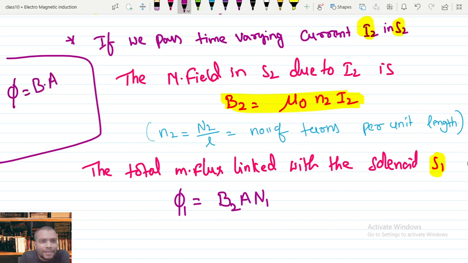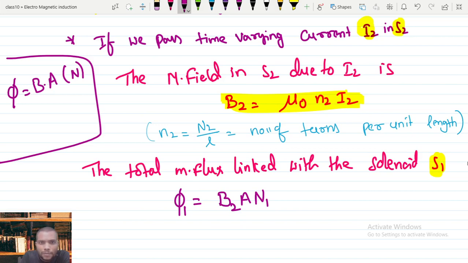If the coil has a number of turns, we need to include the N also. So this is the magnetic flux formula. Here the magnetic field is due to B2, it is due to the solenoid S2, and A is the area of the coil of S1, obviously. Here N1 equals the number of turns of the coil S1.